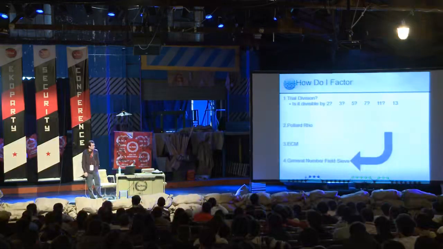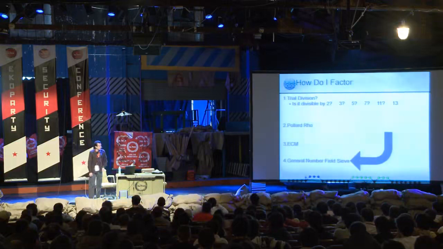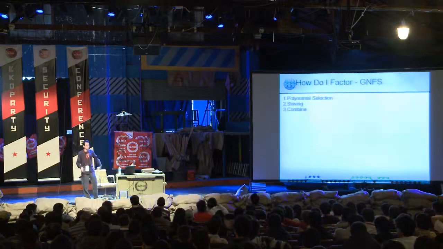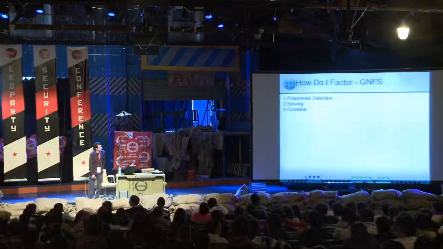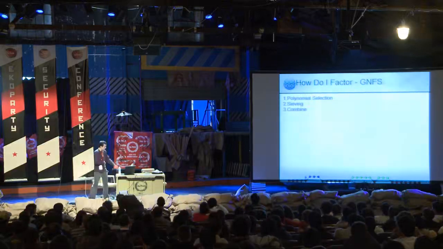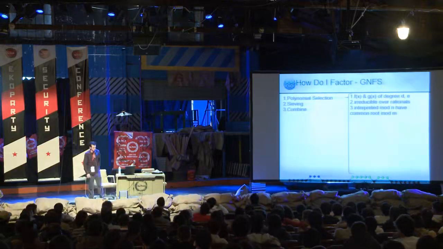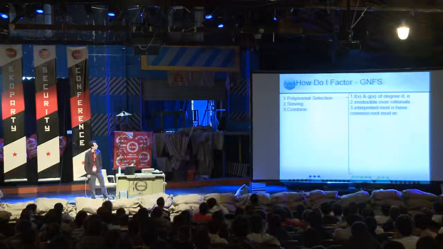That's really slow. There are a couple of other algorithms, Pollard Rho, ECM, but the one that we're going to use is the general number field sieve. Now, I felt bad saying the general number field sieve and waving my hand, so I'm going to show you a little bit about what it is, but this isn't that important. So, if you don't want to read that, you don't have to.